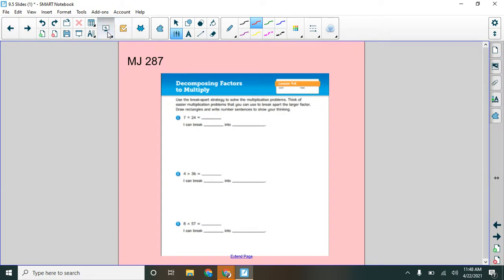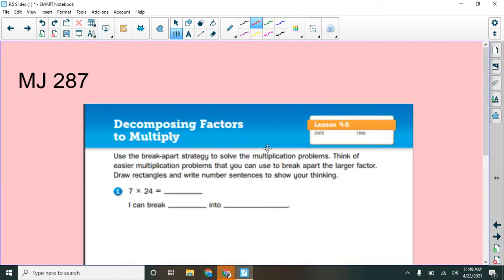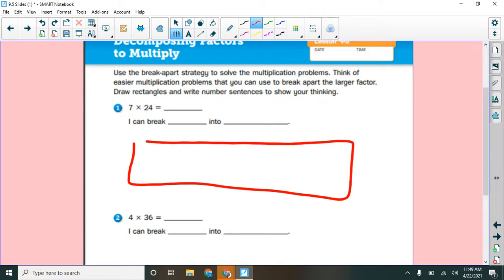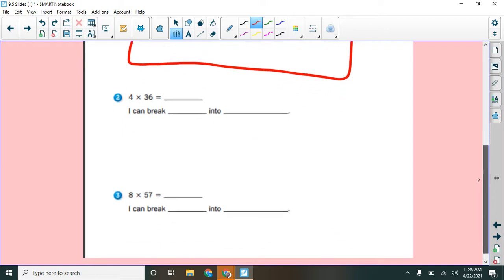All right, your math journal page. It is right here. It is math journal page 287. And you are going to be breaking apart the multiplication problems. Okay, so we're going to break 24 into, most people here are going to write 20 and 4 because I bet you can figure out what 20 times 7 is. Okay, so this is where you're going to draw the rectangle. That space should not be blank, right? And then we have 4 times 36 and 8 times 57.